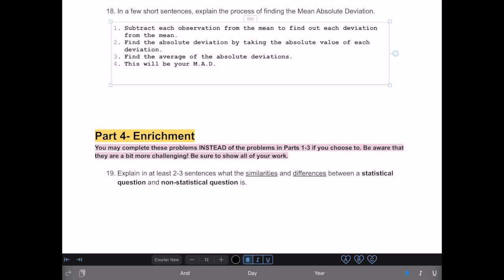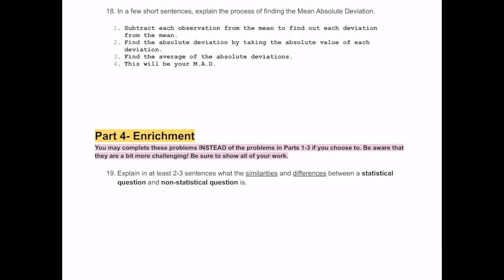Okay? So just keep in mind here that I kind of condensed it a little bit. You could find the deviations, then find the absolute deviations, but you could also just say find the absolute deviations. And you could do it in one step. You could just subtract and then flip it if it's negative to make it positive and find the absolute deviation. That's also okay. But in a few short sentences, that's how you would find the mean absolute deviation. Okay, so there you have number 18, or the last required problem in this section that you might have done.